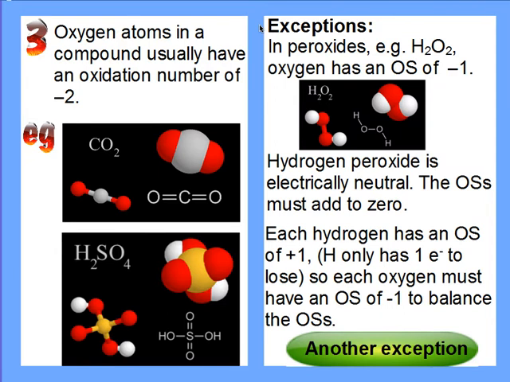There are exceptions to this rule, and one of the exceptions is in peroxides. So peroxides, like hydrogen peroxide, H2O2, oxygen has an oxidation state of -1. Why does oxygen have that -1 oxidation state? It's because hydrogen peroxide is electrically neutral. Each hydrogen has an oxidation state of +1, so because there are 2 hydrogens and 2 oxygens, each oxygen must have an oxidation state of -1 as well, to give us an overall charge that adds to 0.